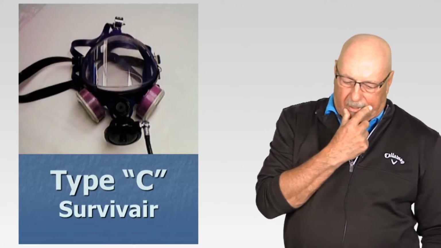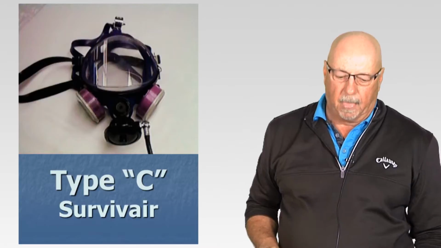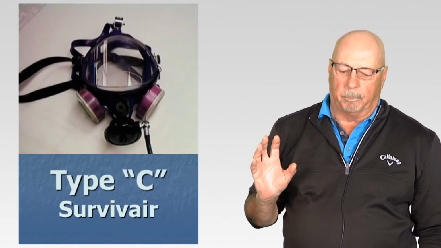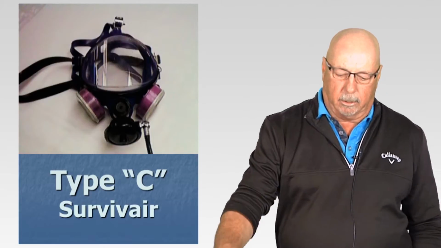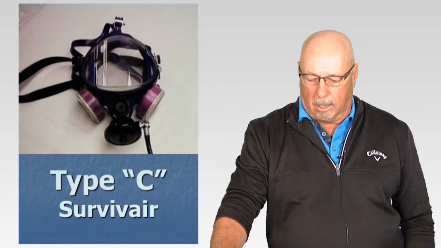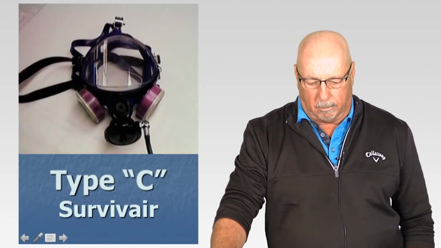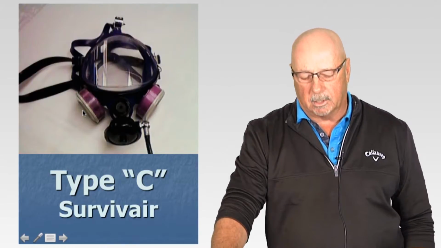Here's an example of a Type C pressure demand respirator, where in this case we're dumping fresh air through this regulator that's on this mask into the mask. And on this particular respirator, these cartridges are for escape purposes.